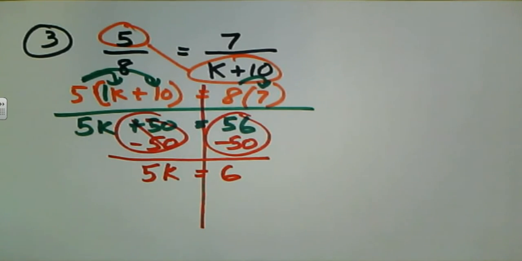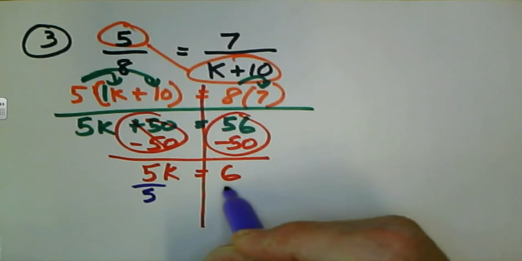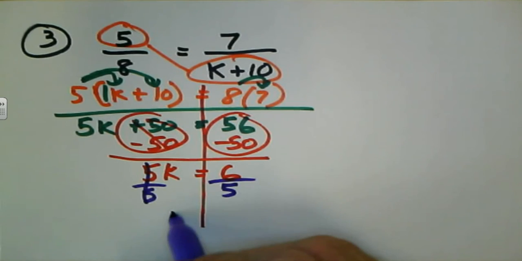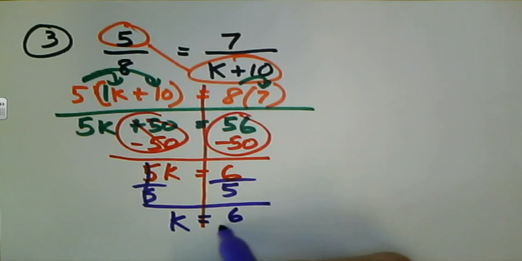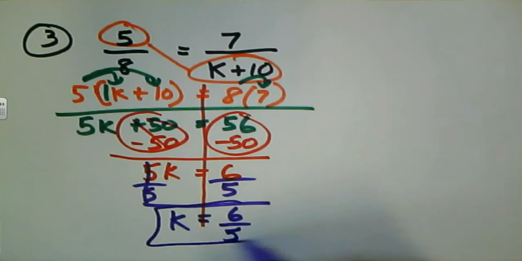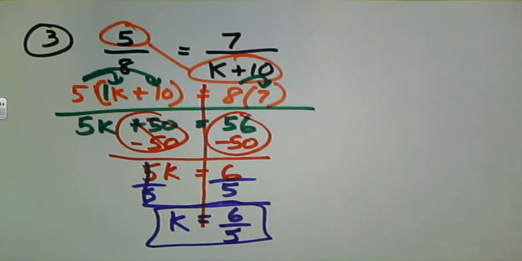And this one is pretty much done as it sits. We're going to divide by 5. It's our last step. Our 5s are gone. We have K equals 6 over 5. That won't reduce. It doesn't go into it evenly.